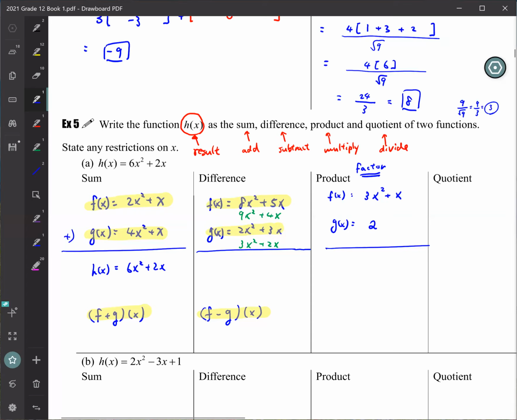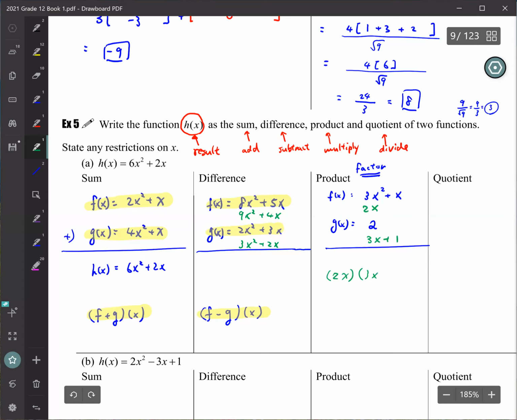Lady, what's your answer this time? I got 2x times bracket 3x plus 1. Okay, so 2x as your f, and then what's your g? 3x plus 1. Yeah, very good. Okay, so if you want to check your answer, write it out together. 2x times 3x plus 1.